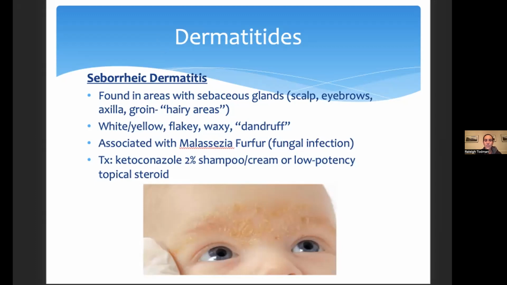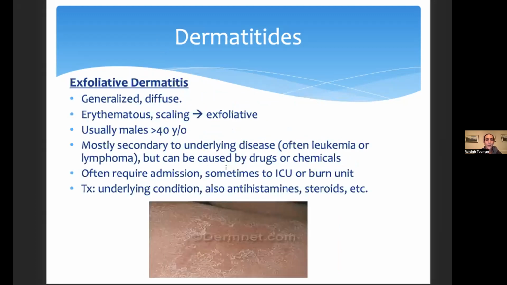So you might see this, like we see sometimes something like this at the Allen. Someone brings in their newborn, their 3-week-old who has this, and it's really reassurance. This is going to go away, but some shampoos might help. Really, it's just time. Other dermatitis, exfoliative dermatitis.